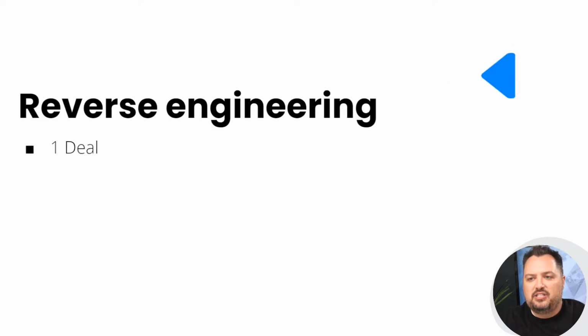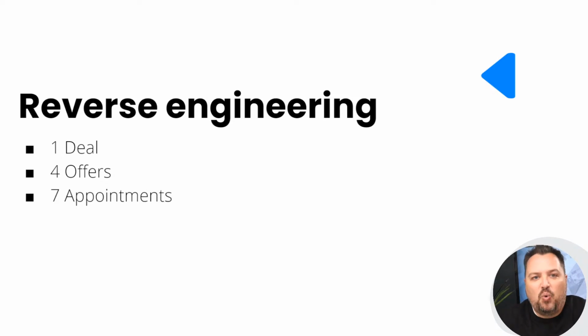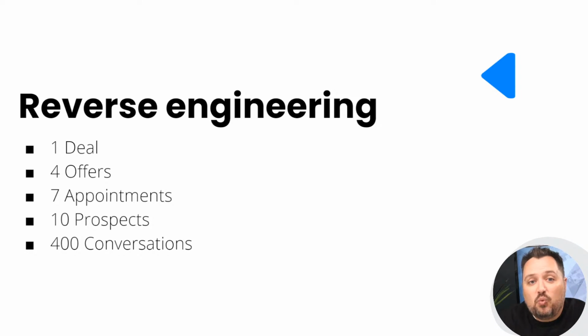So if we reverse engineer our success, we want to do a deal, right? That's what we want to do. I want to do a deal, whether that's a BRRRR, a fix and flip, or a wholesale deal. I'm probably going to have to make about 4 offers in order to get one deal. For that, I'm probably going to have to have about 7 appointments in order to do 4 offers in order to get one deal. And that means I'm going to need about 10 prospects, 10 people that are interested in selling, that turn into 7 appointments, that turn into 4 offers, that turn into one deal.